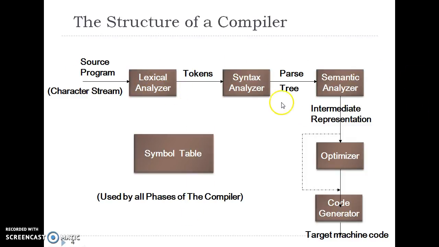The first three phases are part of the analysis part, and the last two phases are in the synthesis part of the compiler. These phases use a data structure called the symbol table. It stores the information about the identifiers used in the program, such as the name of a variable, constant, function name, etc.